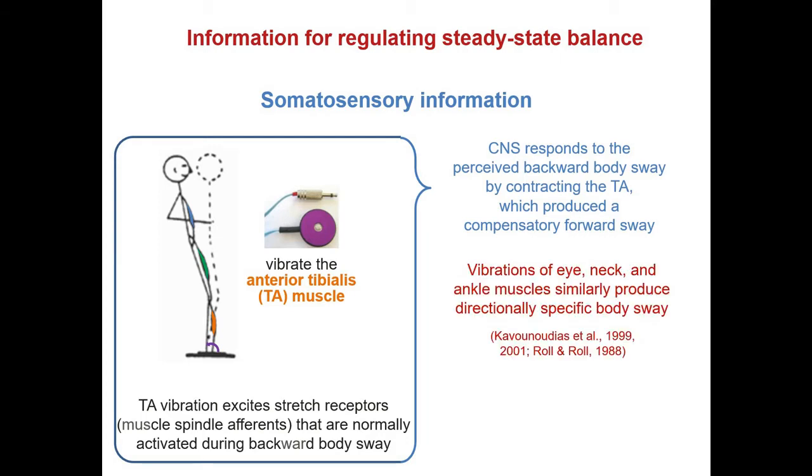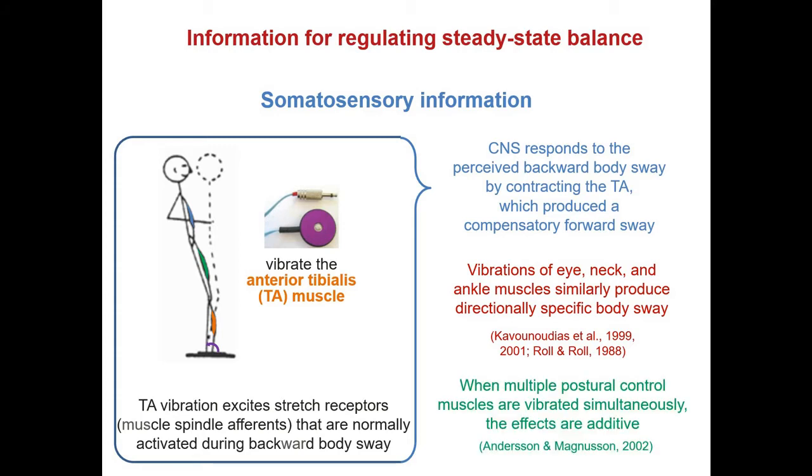Using this vibration method, it has been shown that vibrations of eye, neck, and ankle muscles all produce directionally specific body sway. Moreover, when multiple postural control muscles are all vibrated simultaneously, the effects are additive. So this gives us insight into how the somatosensory system is being used to regulate body posture.